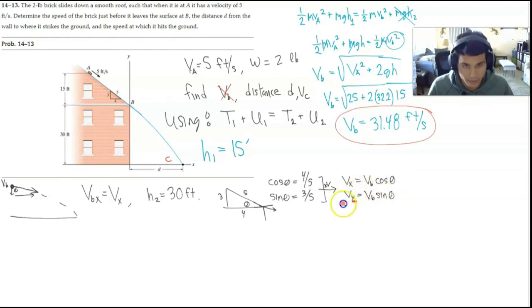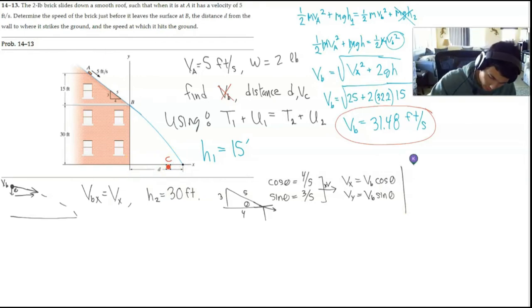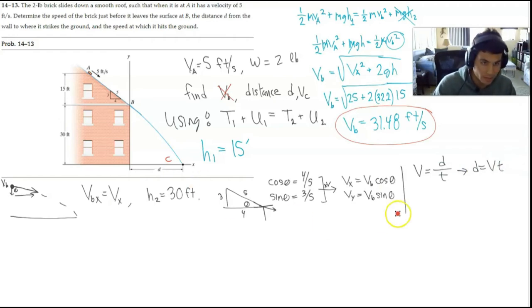So we found Vx, we found Vy. Now, we still need D. This doesn't really help us that much. We need D. Okay, but like I said earlier, we're not slowing down horizontally. So what we can do is write our most general form of velocity, which is velocity equal to distance over time. Then we can write distance is equal to velocity times time. And then we could make this a little bit more specific by saying it's Vx times time.